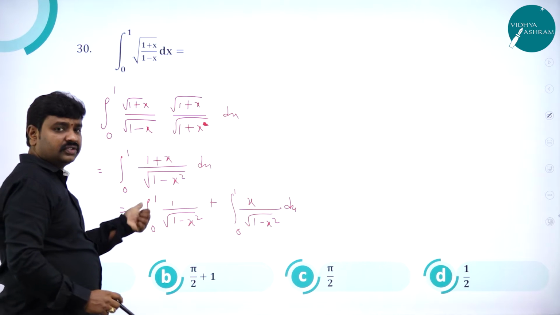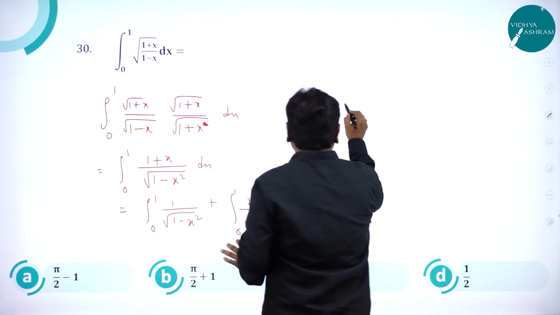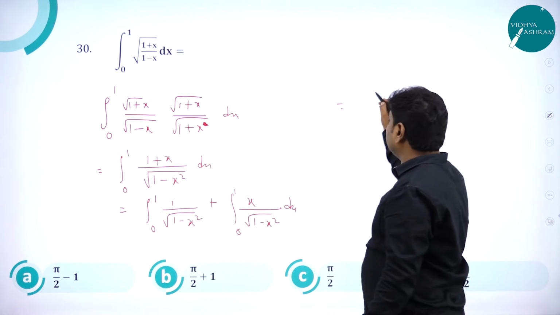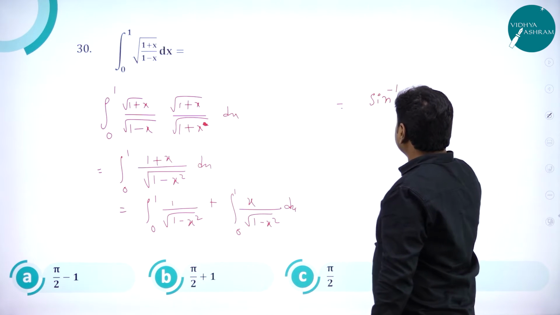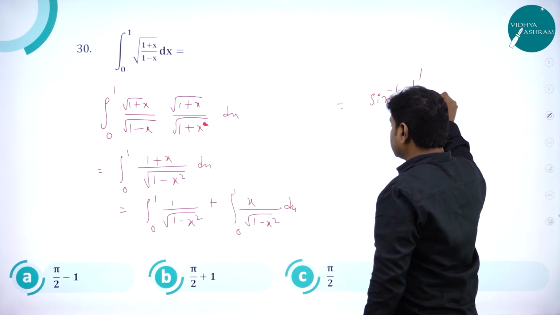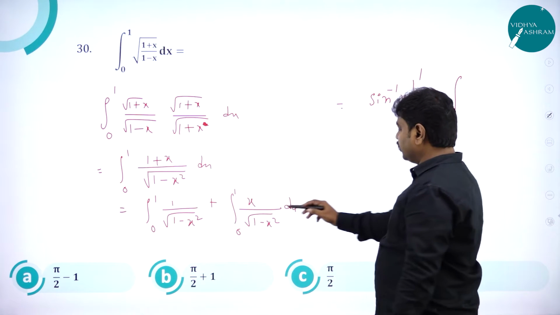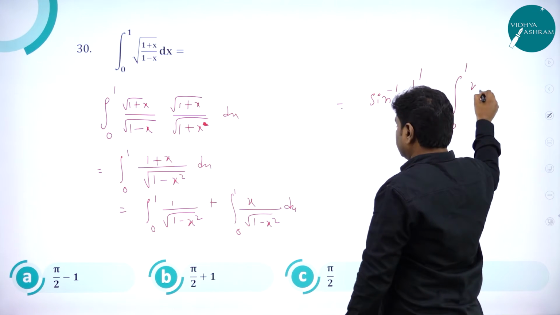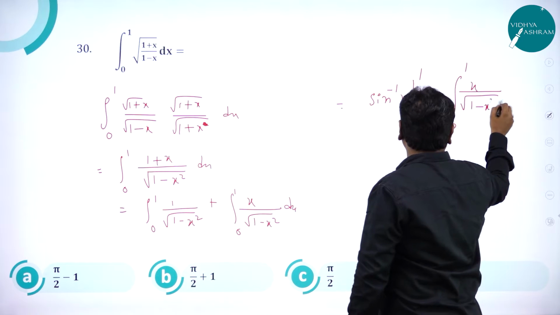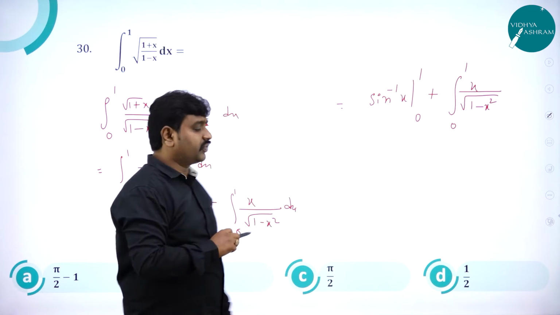What is the integration of this? Integration of 1 divided by root of 1 minus x square is sin inverse x, sin inverse x from 0 to 1, plus integration of this, which we have to do by substitution: x divided by root of 1 minus x square. We can convert it into f dash x by f of x or root f of x like that.